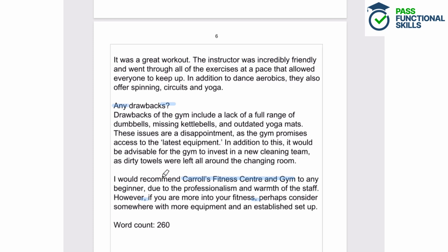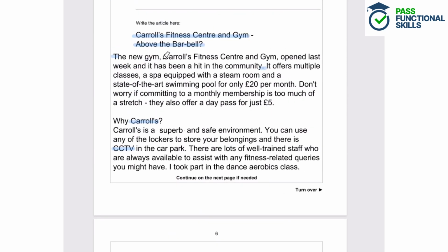So that's really effective. We've also got an apostrophe every time that we've used Carroll's, because presumably Carroll is the name of the person that owns the company. It's possibly a surname, and we need a possessive apostrophe because whenever we've got somebody owning something, then we'll need to show that they own it. They own the fitness centre and gym in this case, using apostrophes there. So familiarise yourself with how to use commas and apostrophes correctly, and try to include a variety of punctuation in your answer.